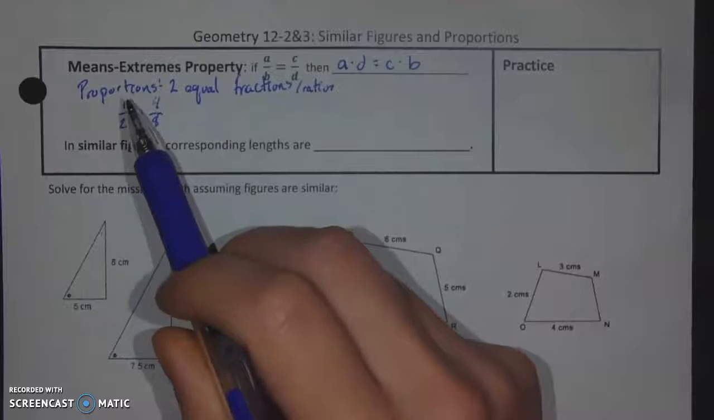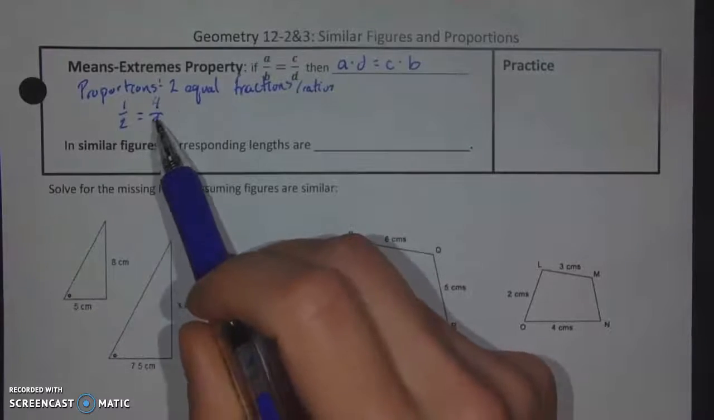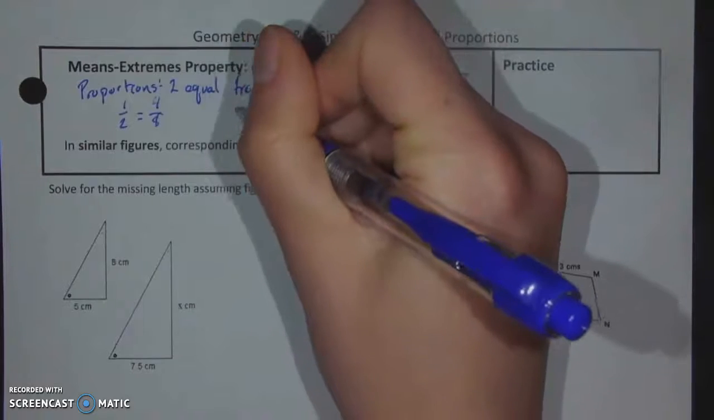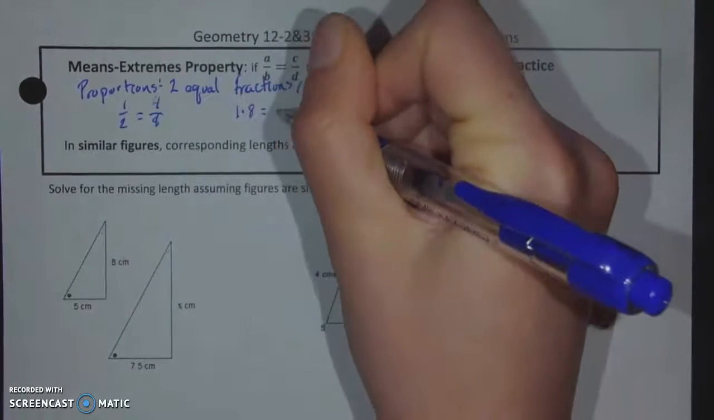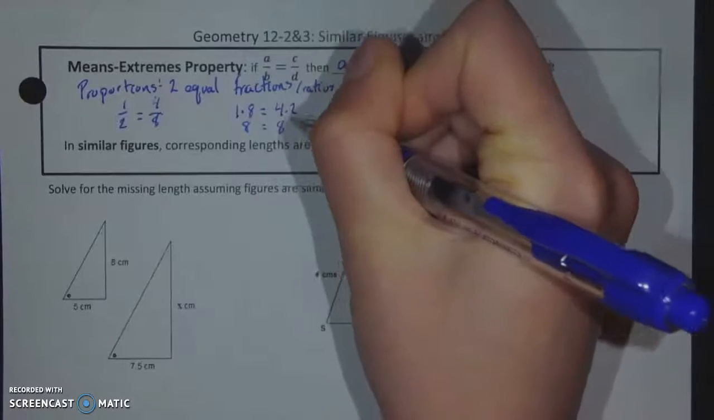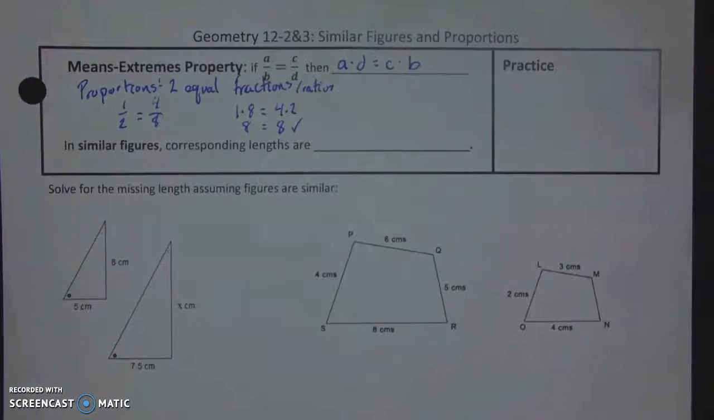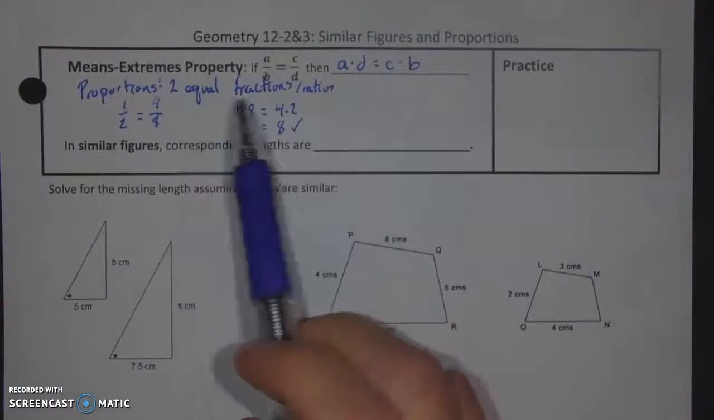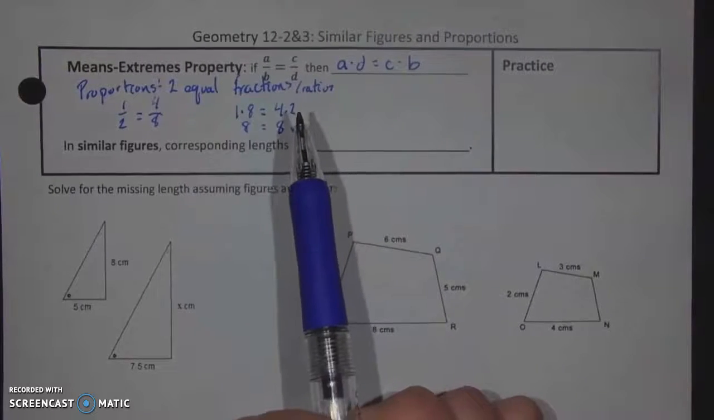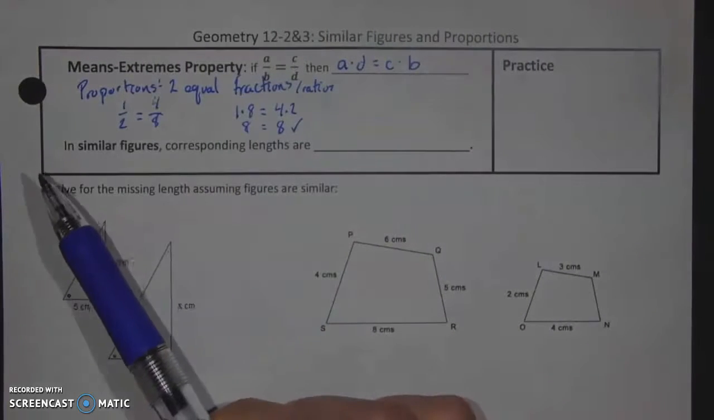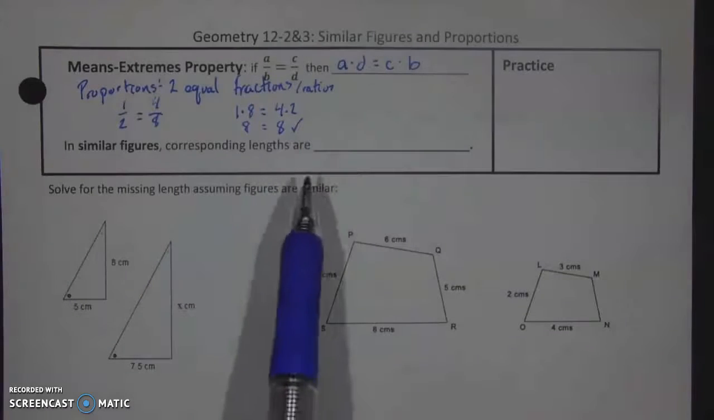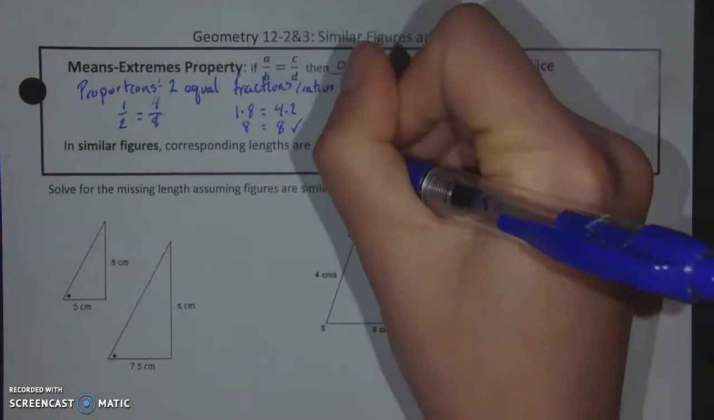And we can see that with our example of a proportion right here. Were I to do the means extremes property, I end up with 1 times 8 is equal to 4 times 2. And 1 times 8, of course, is 8. 4 times 2 is 8. So, hey, that checks out. It's definitely a good example of where this works. Now, while that's probably a review, where it comes into play in geometry is that when we're dealing with similar figures, corresponding lengths are going to be proportional.